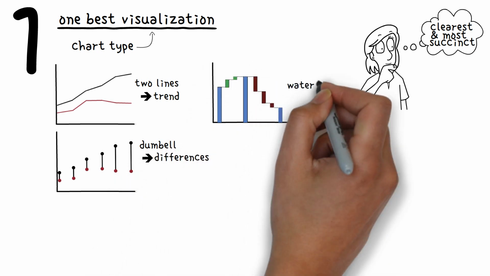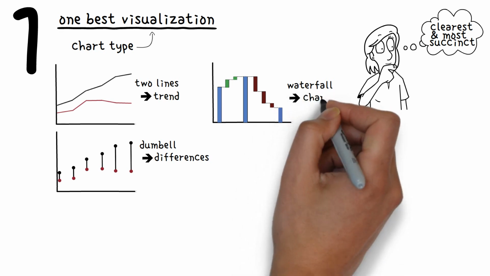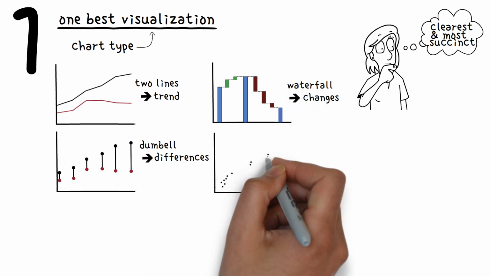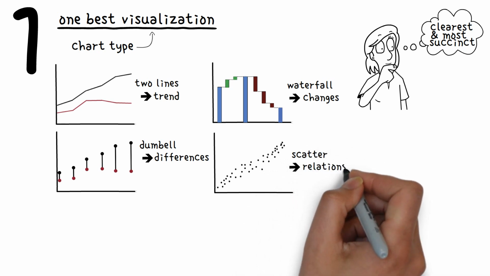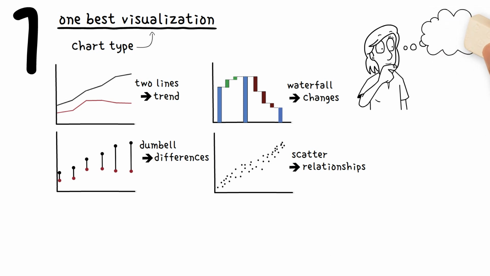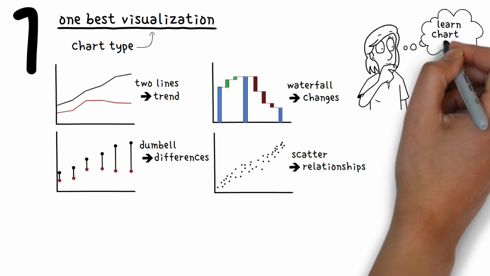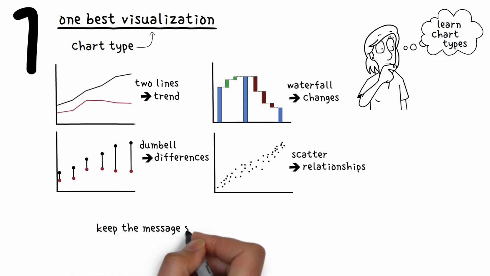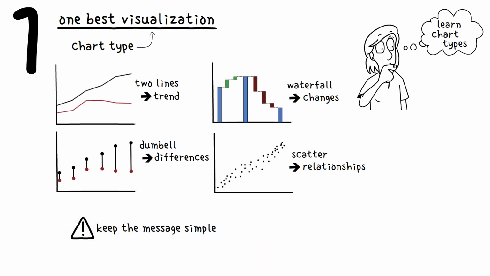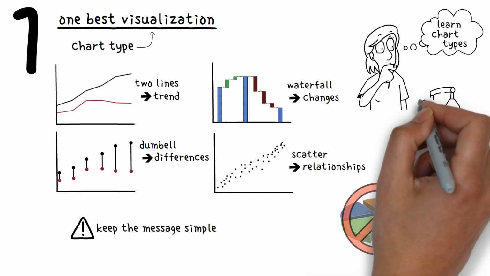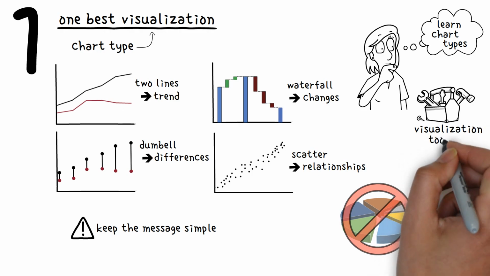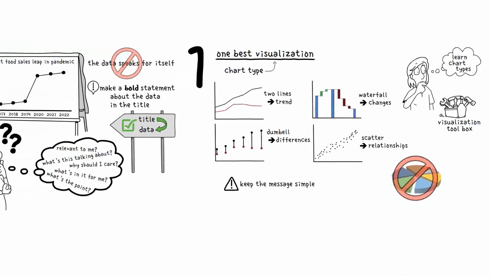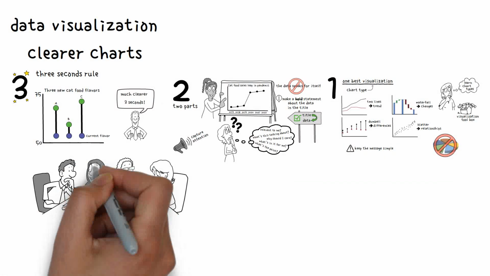A waterfall chart is great for showing the steps of changes getting from data point A to data point B. And a scatter plot is perfect when you're looking for relationships or correlations. Try to learn all of the different types of charts available to you, with preferences given to keeping your message simple. Just because you can use an exploding pie chart doesn't mean that you should. Broadening your knowledge of different chart types and having your toolbox filled with these different choices will make it easy to choose the best way to tell your data story.